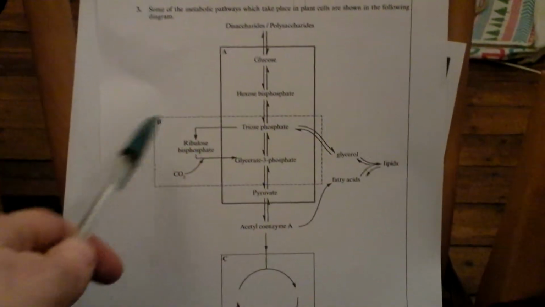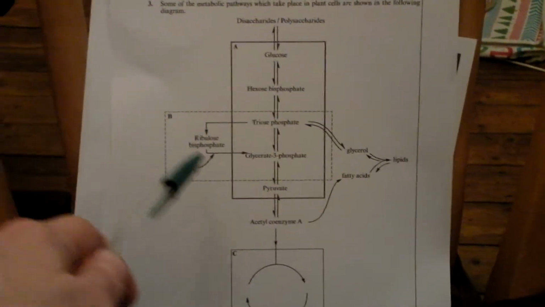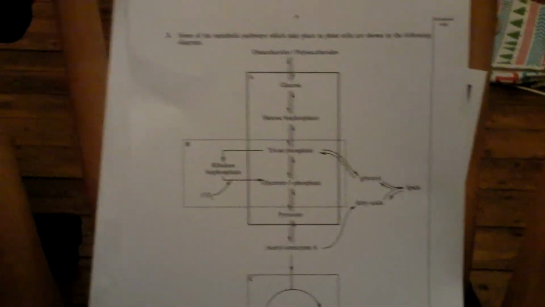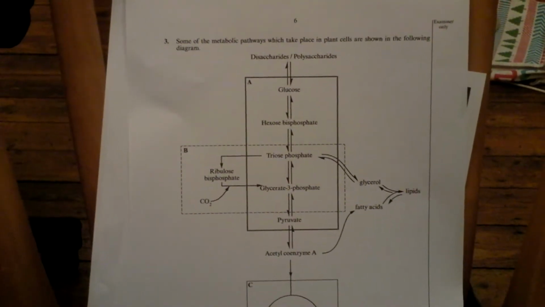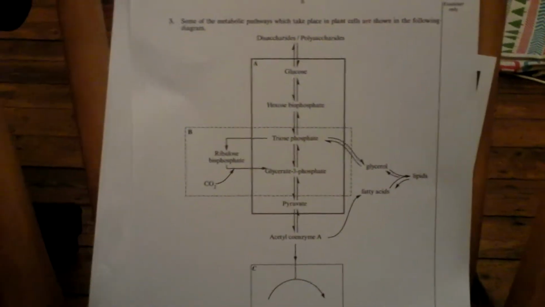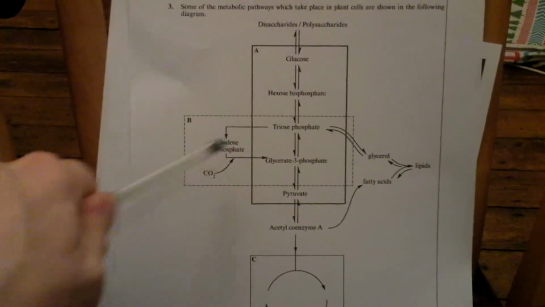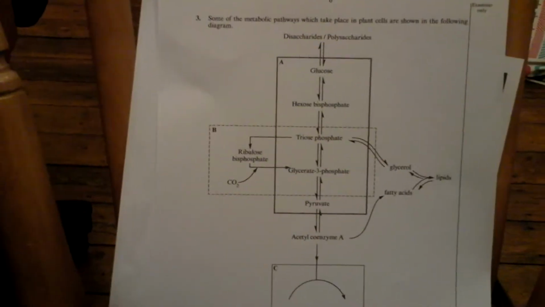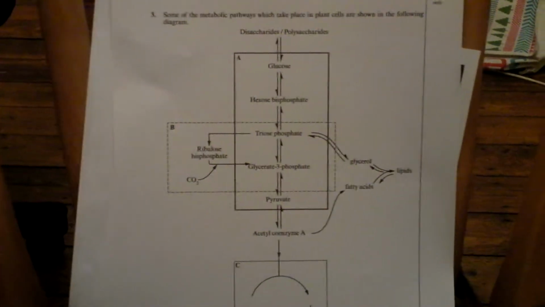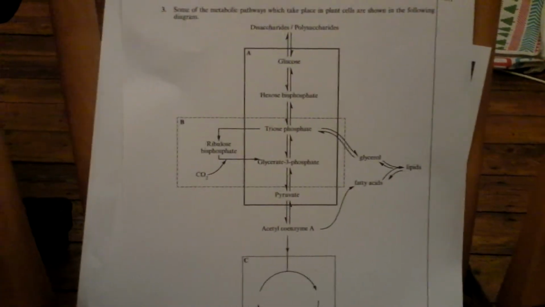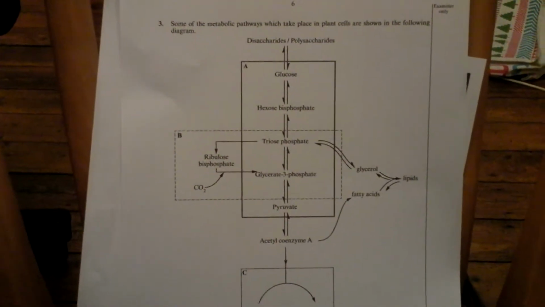B, we've got a cycle. Don't worry about which way it's cycling. And in this cycle, what do we recognise? Well, we recognise ribulose bisphosphate and CO2 going into this cycle. So hopefully you recognise that in either respiration or photosynthesis. Pick one of those. CO2 going in to that cycle.